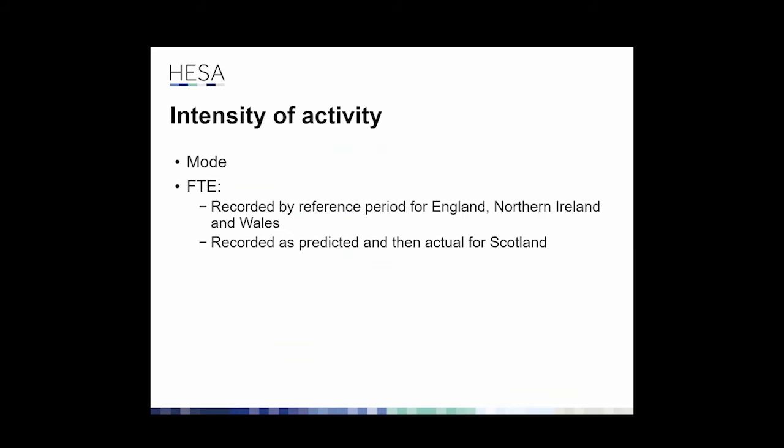In Scotland, it's recorded in a different way. For each student course session, a provider in Scotland will tell us at the start of that student course session what they're expecting the FTE to be for the session, and at the end, they'll then tell us what it actually was. So it might be that they're expected to do a full-time year, and so at the beginning it's predicted as 100, but the student leaves early, and so the actual at the end is reduced and lower. So a different approach there for FTE: in England, Northern Ireland and Wales by reference period, and in Scotland by student course session.